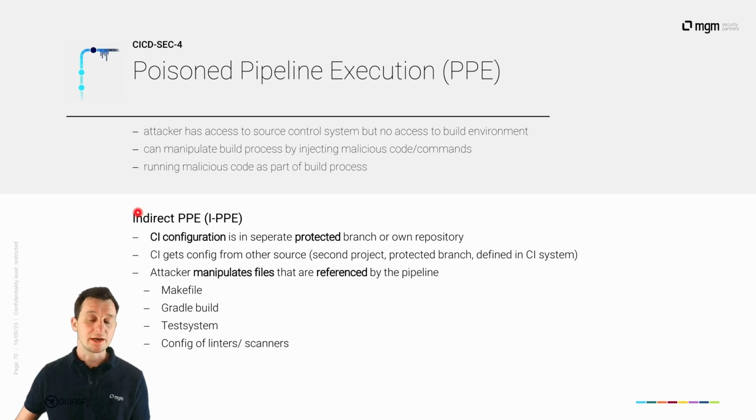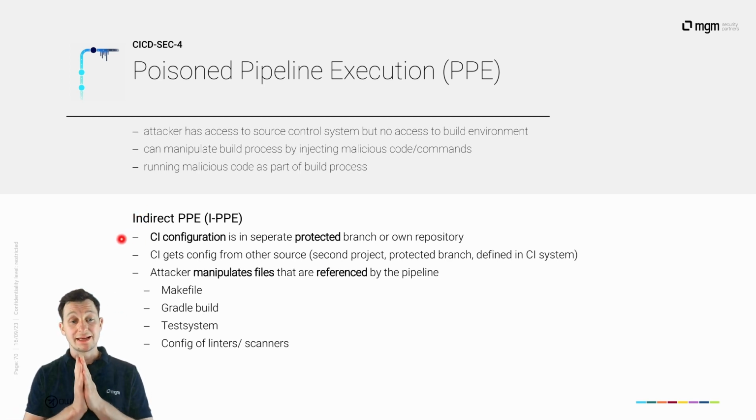The idea behind this is that we cannot directly change the CI configuration because it is protected by another branch or is protected by the source code management system, and we cannot override it. But there is any kind of second file that we can manipulate and that is referenced by the pipeline. So for example, a makefile could be possible here, or in this case, a build Gradle file.